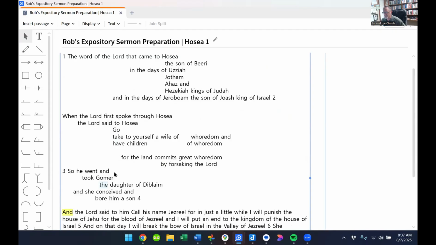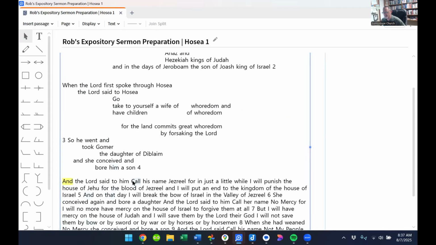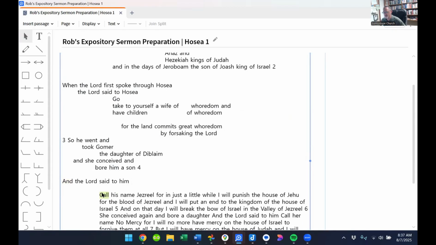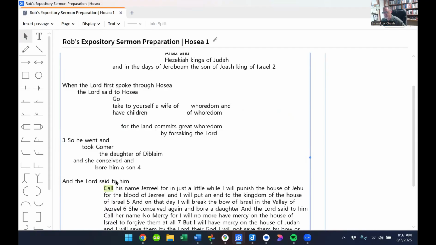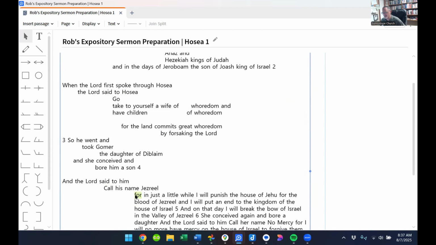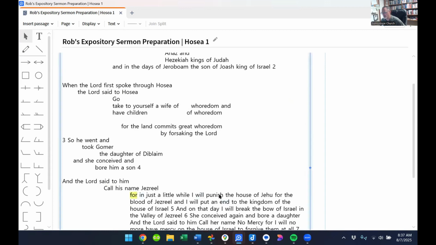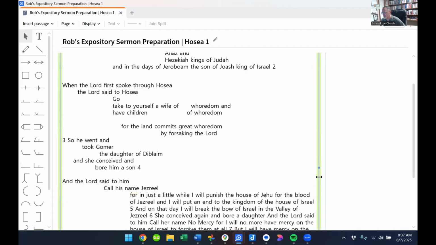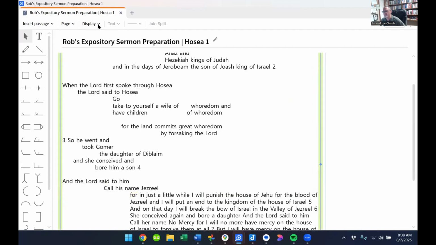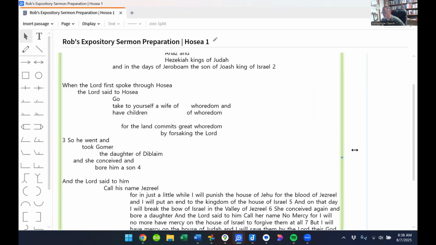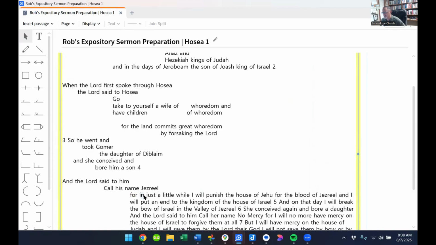And again, now the Lord's giving instructions, and the Lord said to him, that is to Hosea. So we'll subvert the command underneath, call his name Jezreel. Now another purpose clause. For in just a little while I will punish the house of Jehu. I need a little more space here, so I like to spread this out. For in just a little while I will punish the house of Jehu for the blood of Jezreel.